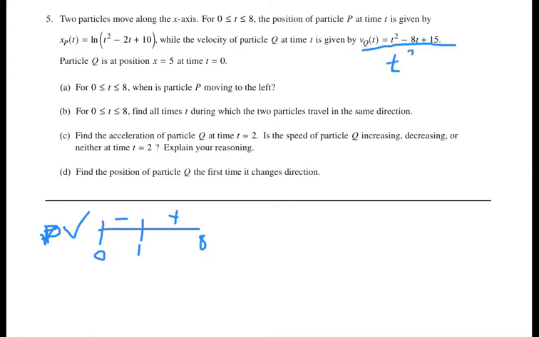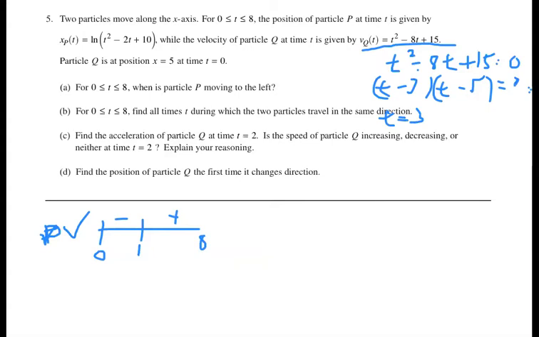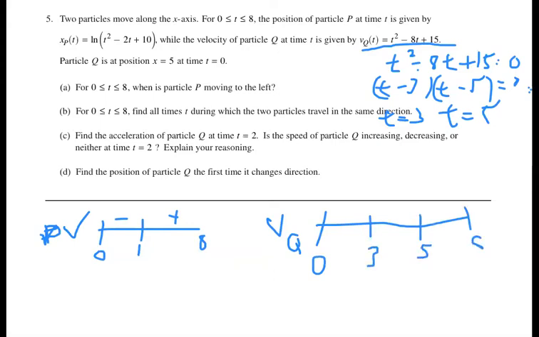So we need to set this equal to 0 because it is already velocity. And we're going to factor this, and this factors to t minus 3 and t minus 5. So at t equals 3, this object stopped, and at t equals 5, this object stopped. So the velocity of Q is going to be 0 at 3, and 0 at 5, and then we're out here at 8. So we got to pick a number. I'm going to pick 1, and I'm sticking it into the original equation right here.